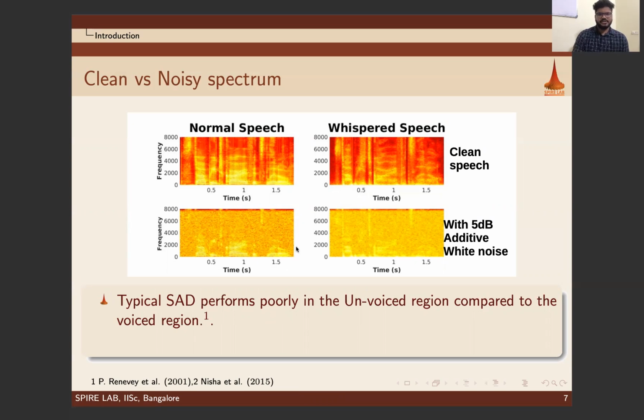That is also shown in this illustration, a spectral comparison of neutral speech and whispered speech. The next row shows them corrupted with additive white noise. We can particularly see that in the noisy whispered speech spectrum, recognizing the speech region compared to the noise region is more challenging than in the corresponding neutral speech spectrum.